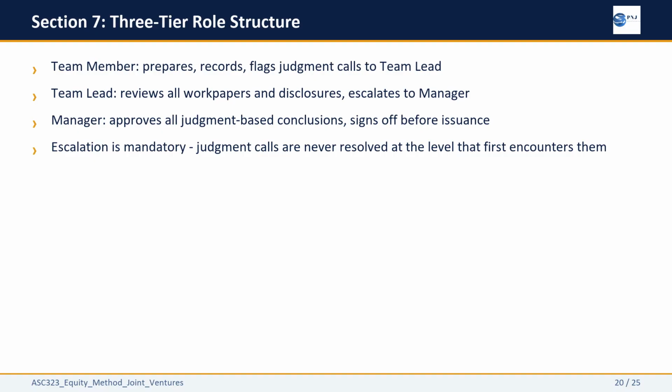The 3-tier role structure ensures that equity method accounting has appropriate oversight at every level. The team member prepares and flags. The team lead reviews and escalates. The manager approves and signs off. No one resolves judgment calls alone, and no one reviews their own work. This structure is not about bureaucracy. It is about ensuring that the accounting conclusions are reached by the right people with the right experience.